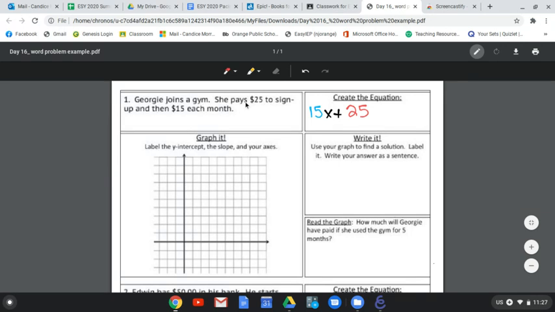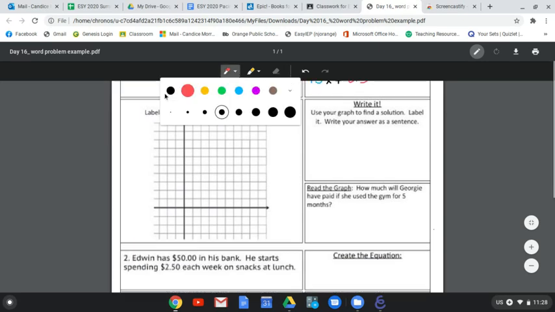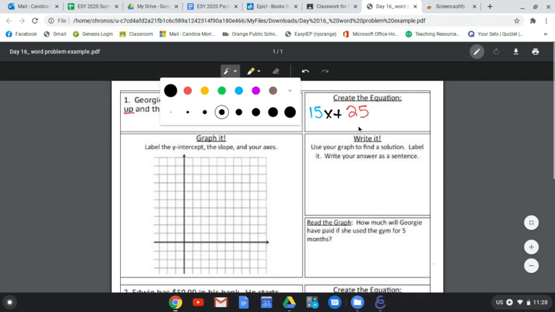The reason why is because she pays a startup fee, okay? So that's where you're going to add it. That's never going to change. That is right off the bat. So that's where our B comes in, the y-intercept. Okay, I'm going to write on here as well, y equals mx plus b, because you're going to have to use that equation. So I'll put that up at the top here.